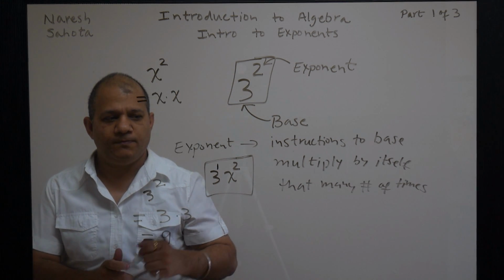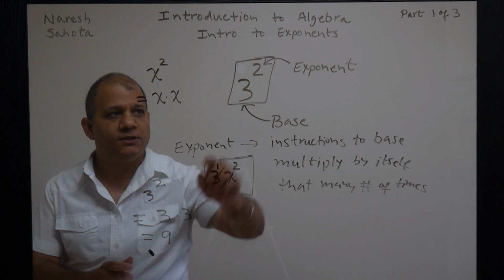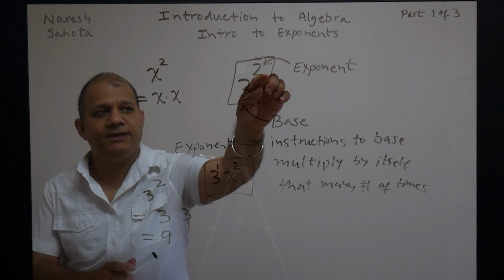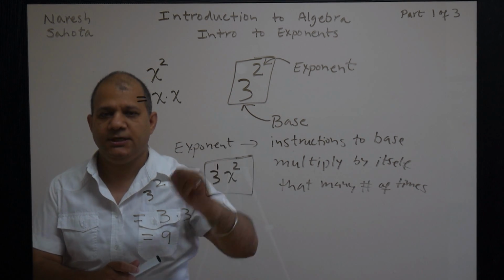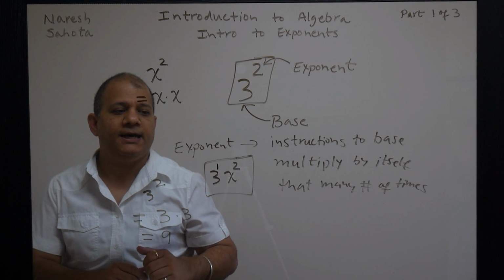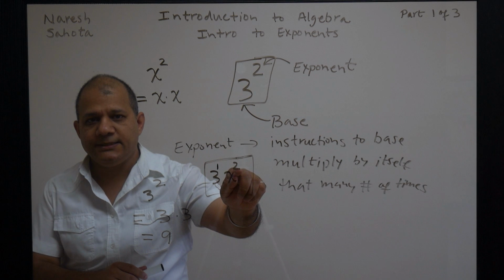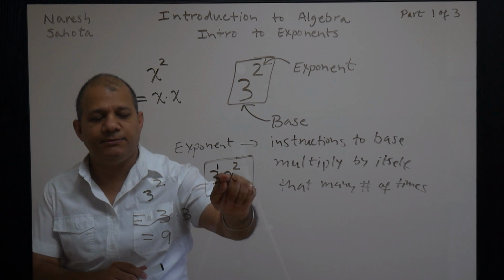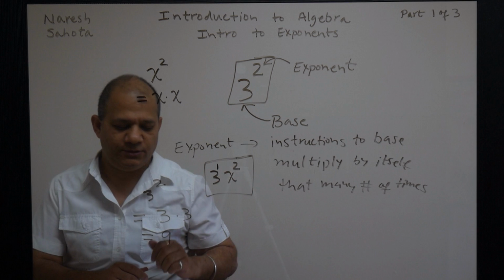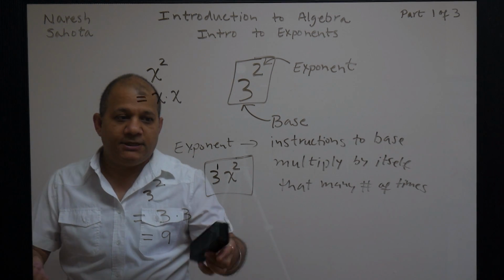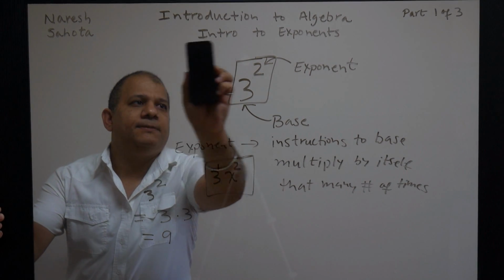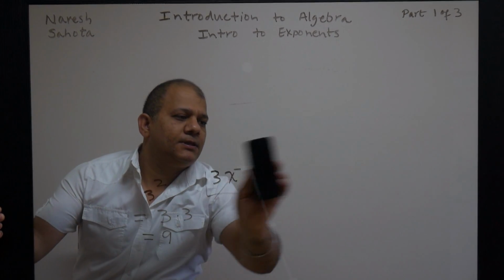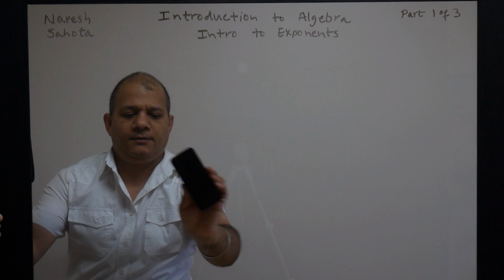All right. So two things we learned here. The exponent means it's giving instructions to the base to multiply by itself that many number of times. And the second thing we learned is that the exponent applies to the base that immediately precedes it. So two things we learned. All right. Now let's look at some examples so we can grasp this concept.